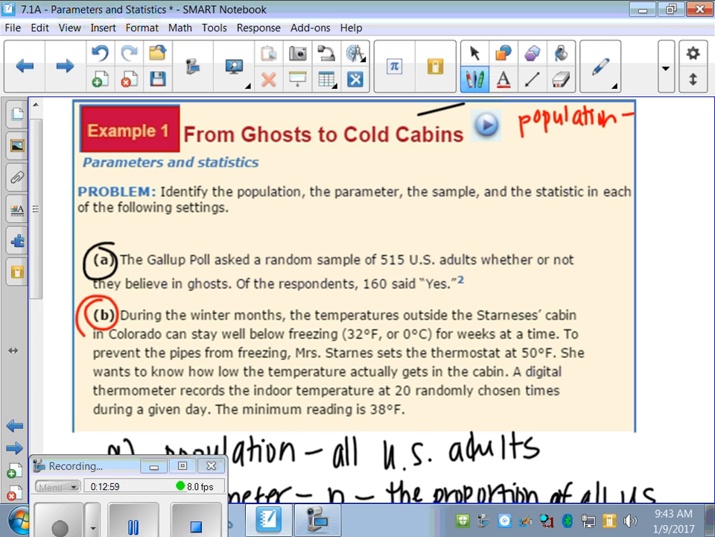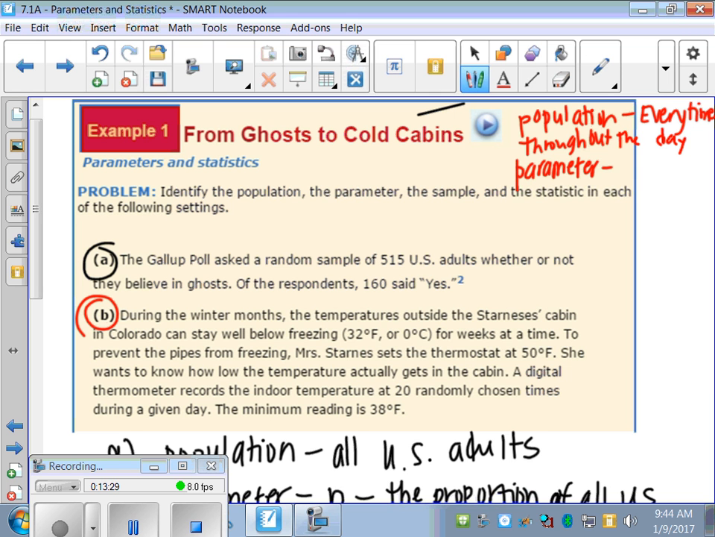Tyler, what do you think? Throughout the day? Yep, in this case, it's actually every time throughout the day, but we are taking the temperature. That's the parameter. The population is going to be every time throughout the day. All right, and the parameter is always a number, but we may not know it. Okay, what are we trying to find?